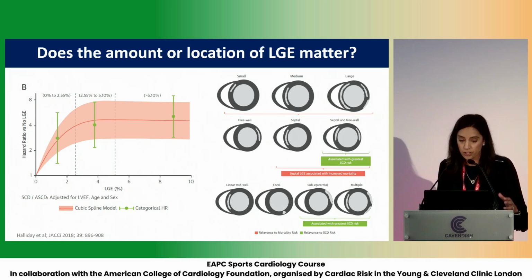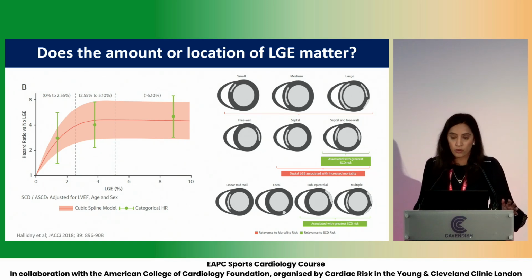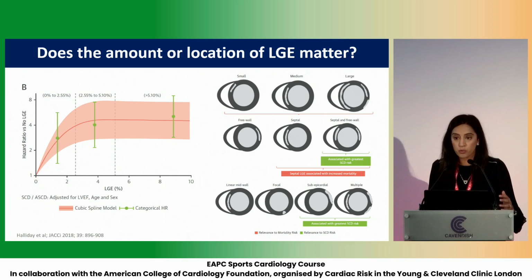And to put it in a nutshell, if you have a septal distribution or you have multiple patterns, so mid-wall and a subepicardial distribution, that's associated with a high risk. And this, as MRI doctors, we should relay to our referring team. This is important information we need to give them.